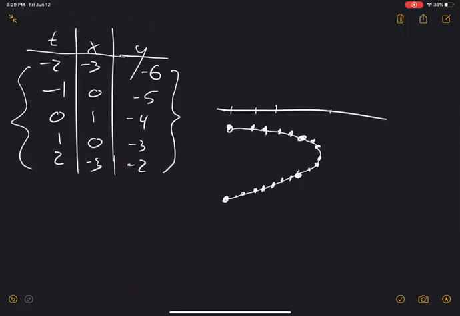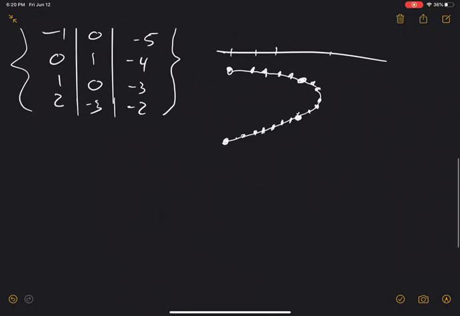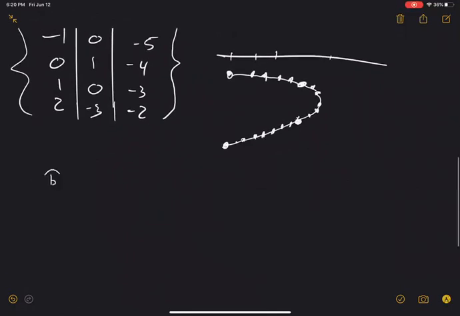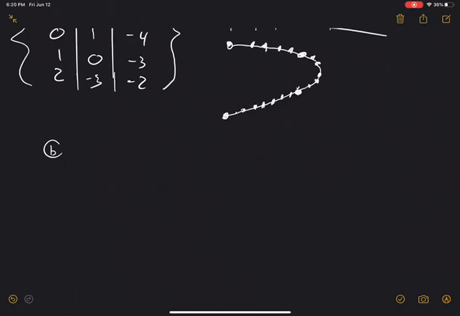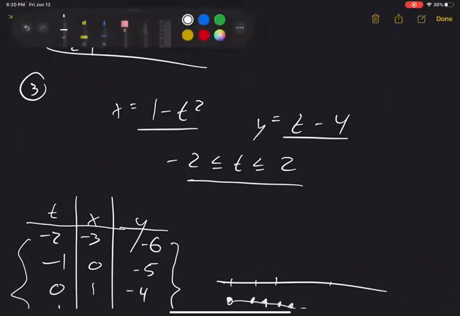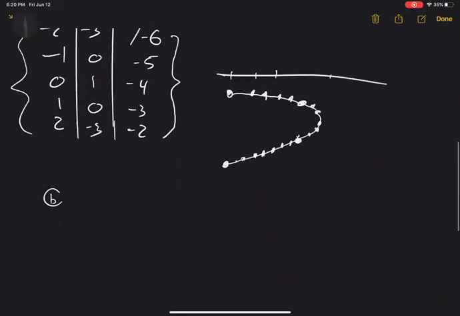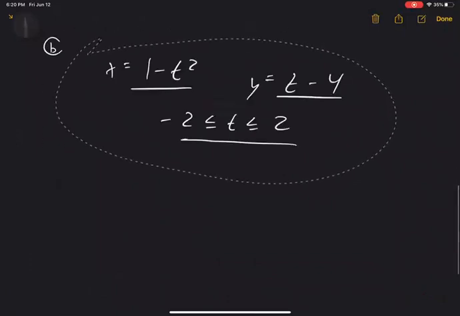Maybe we have x as a function of t and y as a function of t, and we want to write y as a function of x, or x as a function of y. Part B says eliminate the parameter to find a Cartesian equation of the curve. So let's remember what our equations are. Let's copy these and bring them down. These are the equations I'm working with, and now I want to eliminate the parameter.